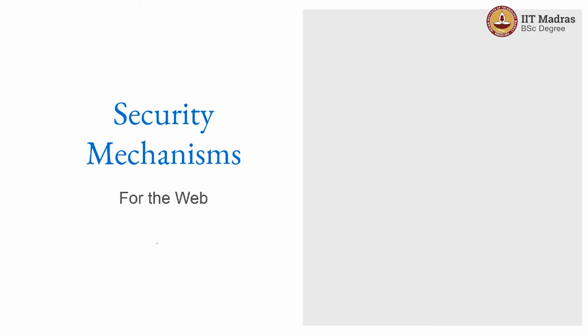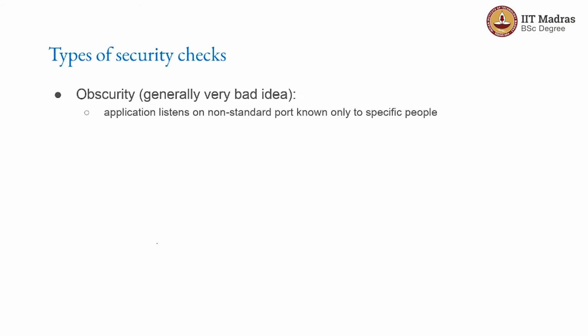Now that we have seen different forms of access control, let's look at the security mechanisms that can be used to implement this in the context of the web. So the first thing is, what are different kinds of security checks that can be applied in order to control access to a given application?